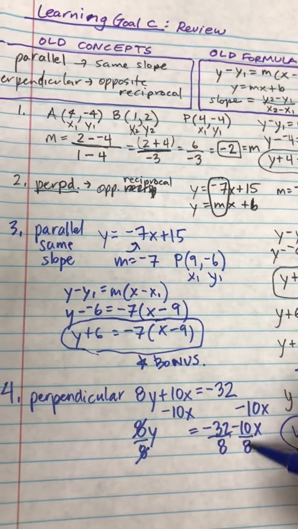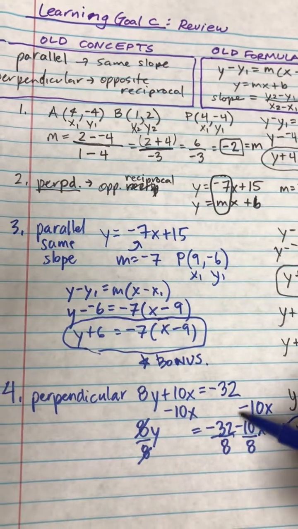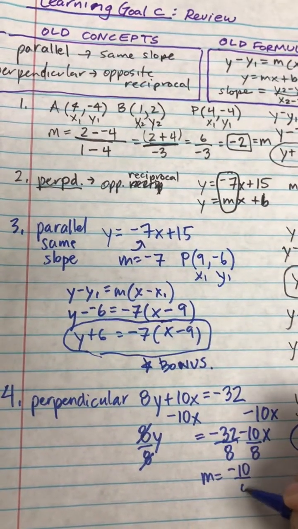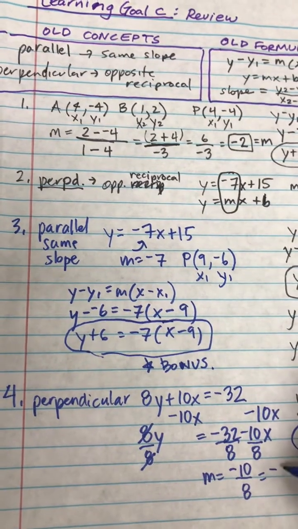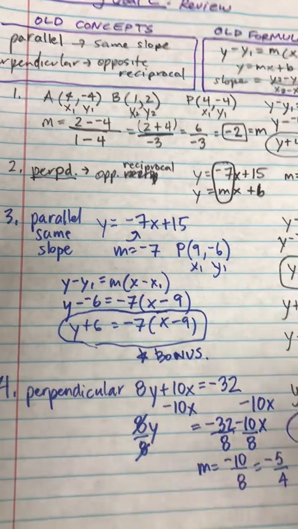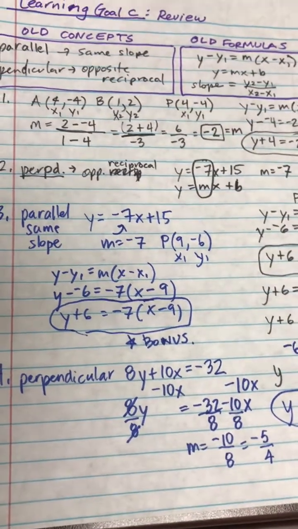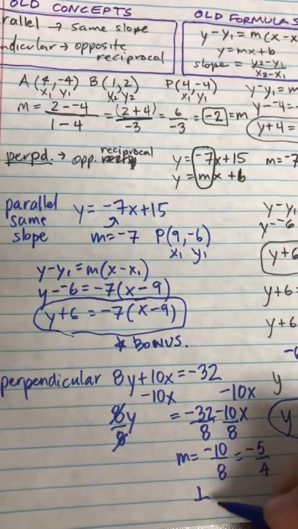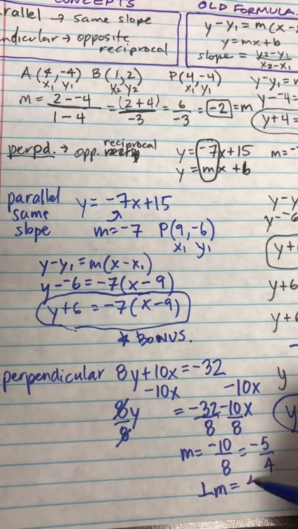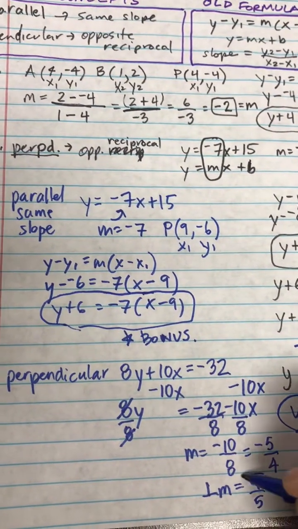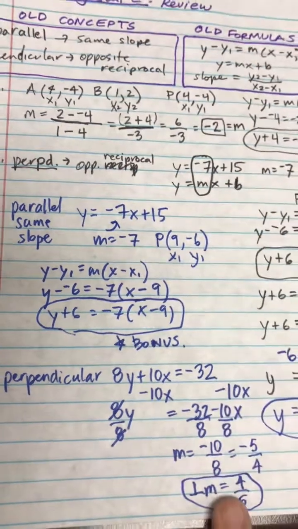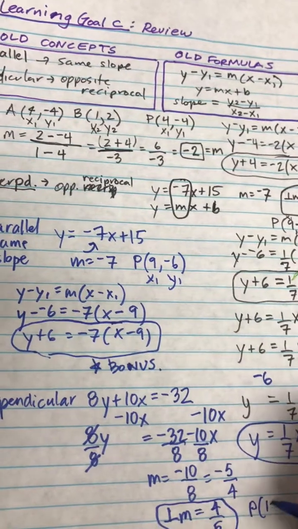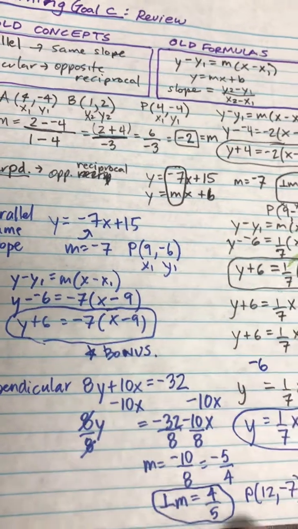So the slope here looks like the number in front of the x. Negative 10 over 8. Well, technically I should probably write that as negative 5/4. And don't forget, it said perpendicular. So the perpendicular slope would be positive 5/4. Awesome. Okay, so I have my slope, and the question gave me the point 12, -7.